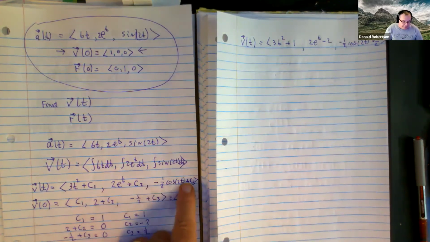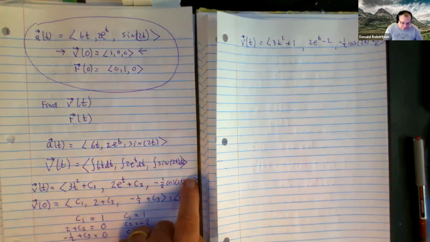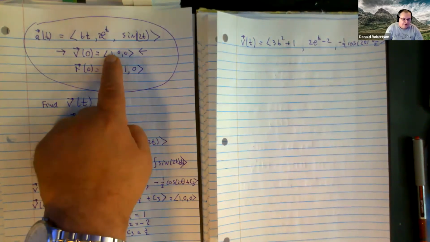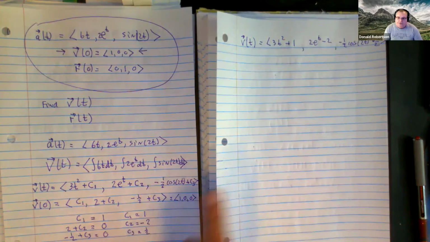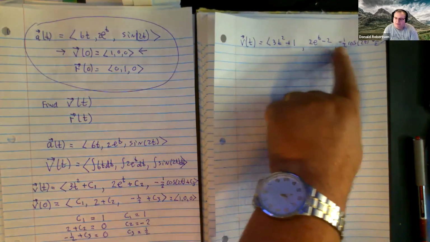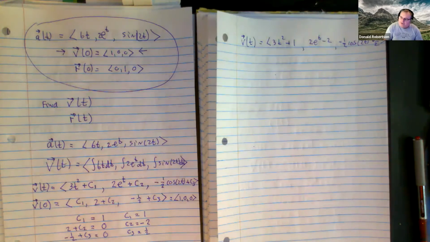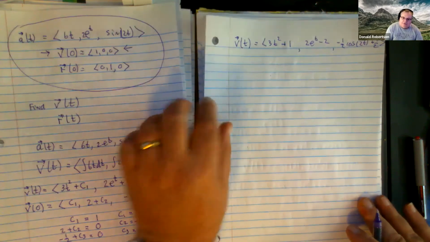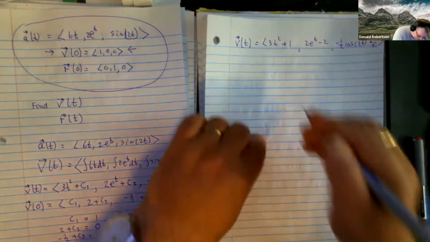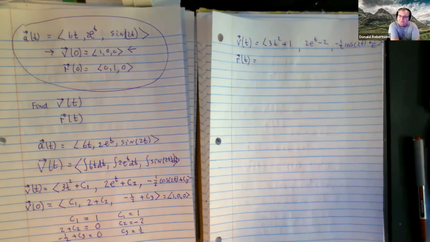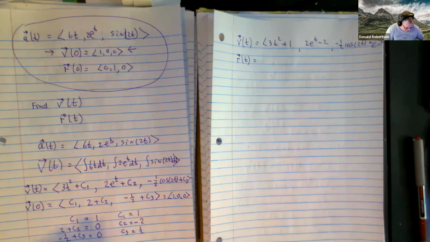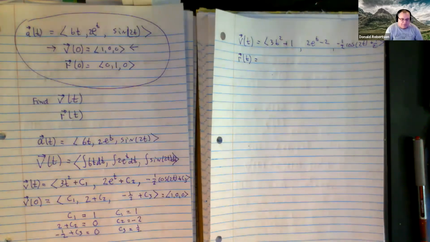Integrate to get the velocity vector, but the velocity vector is going to have 3 arbitrary constants. Use the boundary condition to find out what the values of C1, C2, and C3 are. Once you know them, plug them in here, here, and here, and now we know everything. We know the velocity vector in its entirety. So how are we going to get the position vector, the space curve? How are we going to get it?